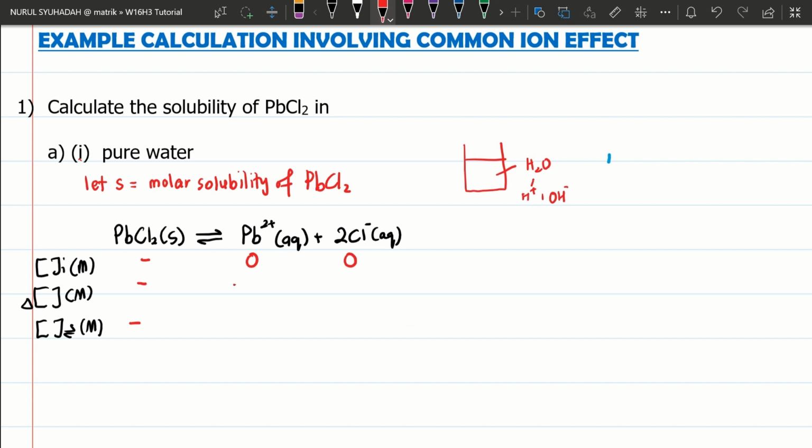Okay, changes dia plus S plus 2S. Kita masih lagi gunakan molar solubility, mesti guna S. Okay, so at equilibrium the value is S dan 2S.